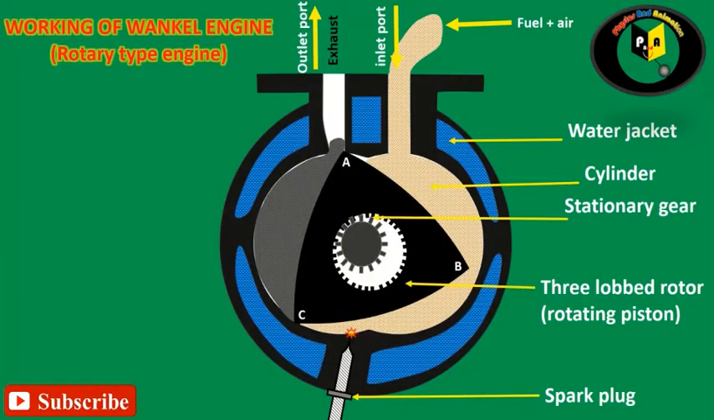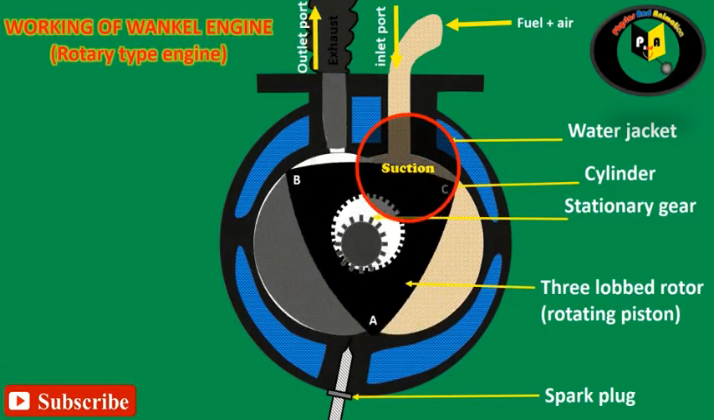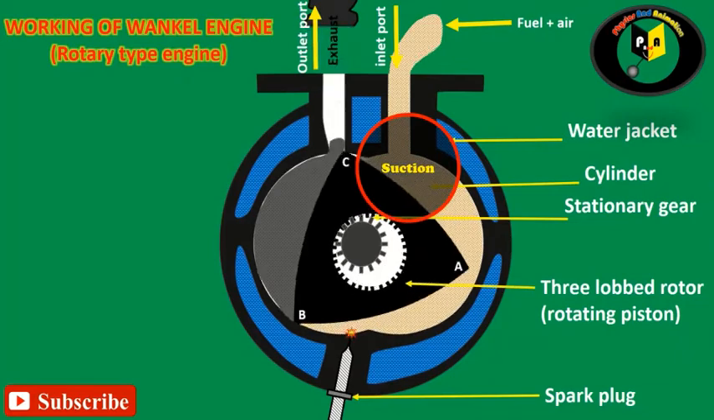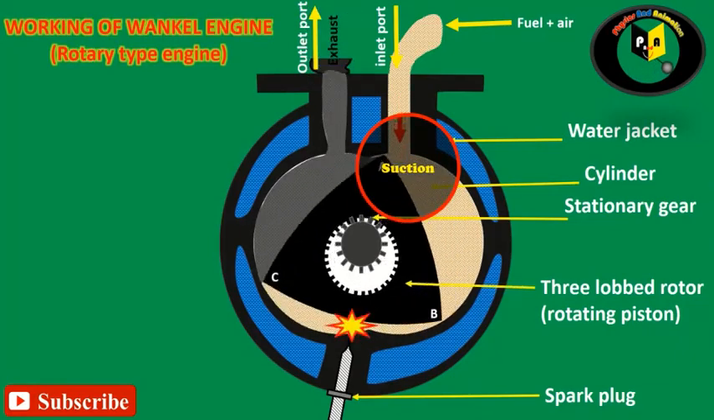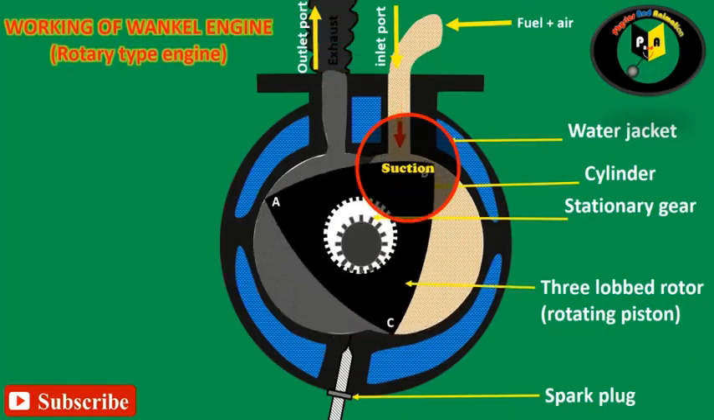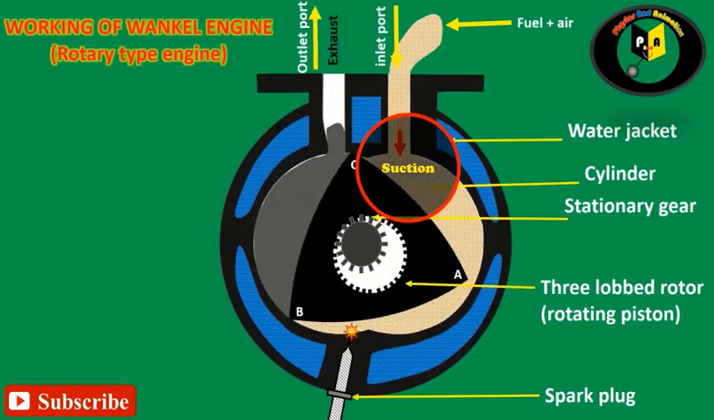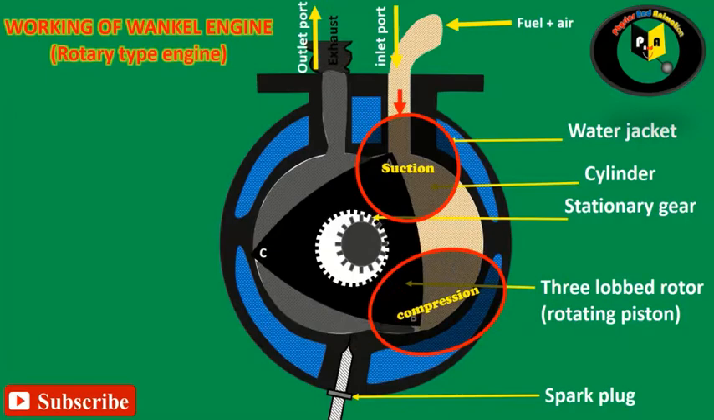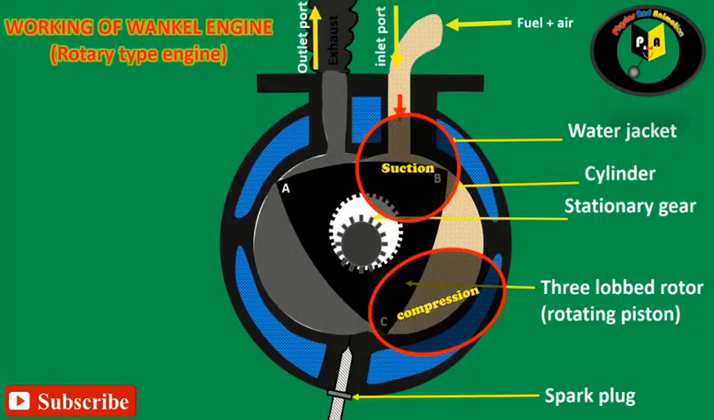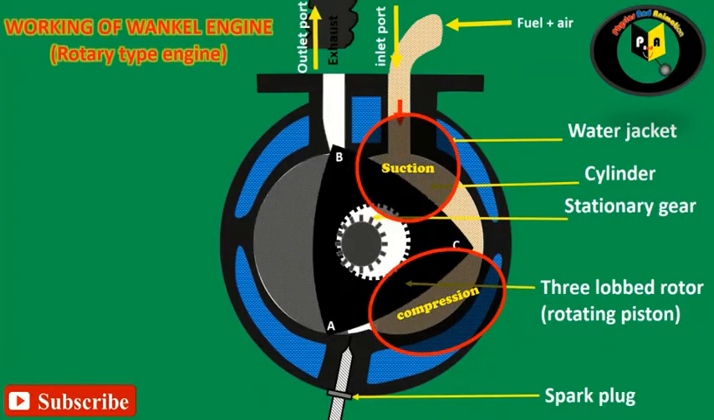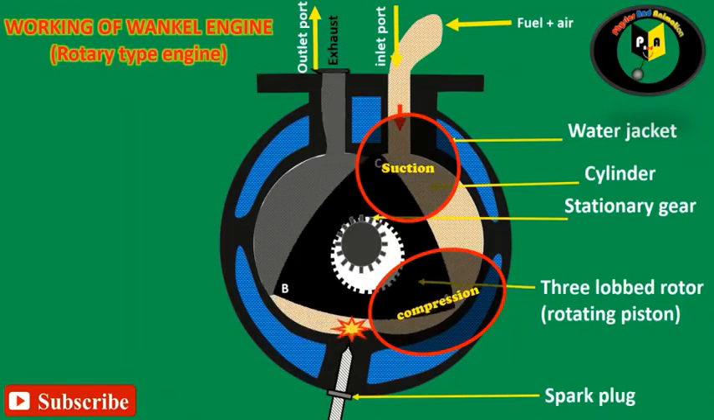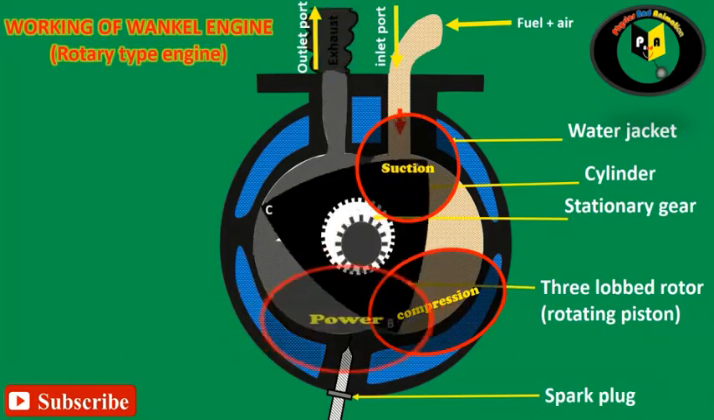First stroke, induction or suction stroke. As the tip of the rotor passes the inlet port clockwise, the petrol mixture enters the chamber, which increases in size because of the rotor's eccentric orbit as shown in the animation. Second stroke, compression stroke. As the rotor continues to revolve, the chamber containing the mixture decreases in size and the mixture is compressed.